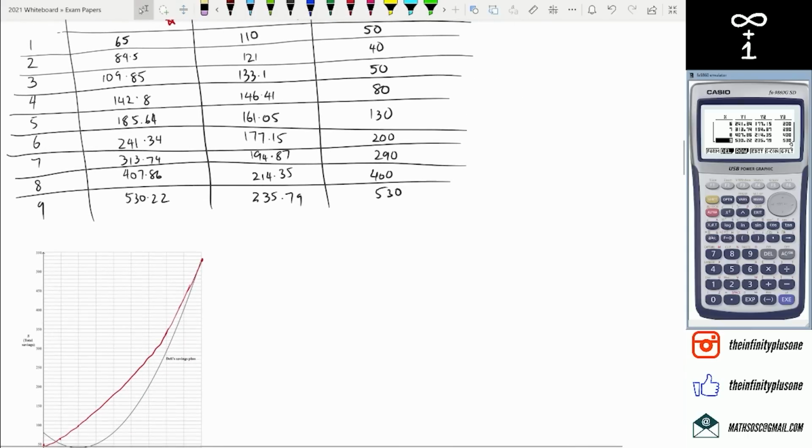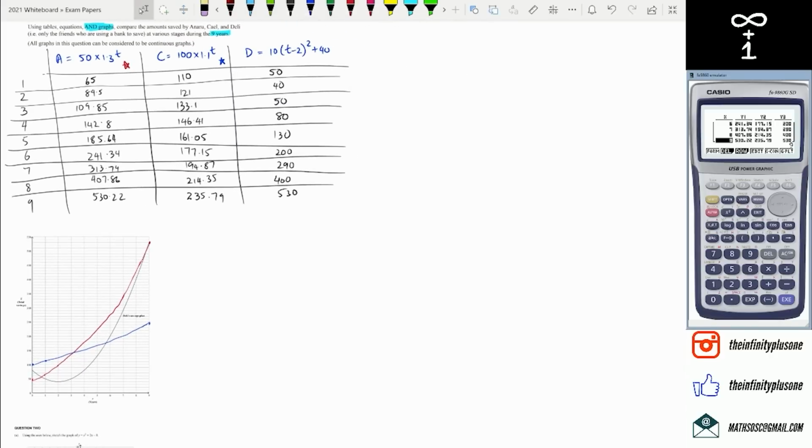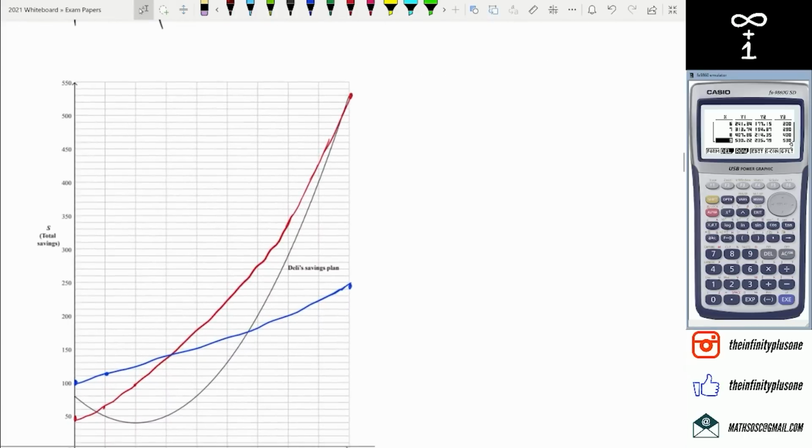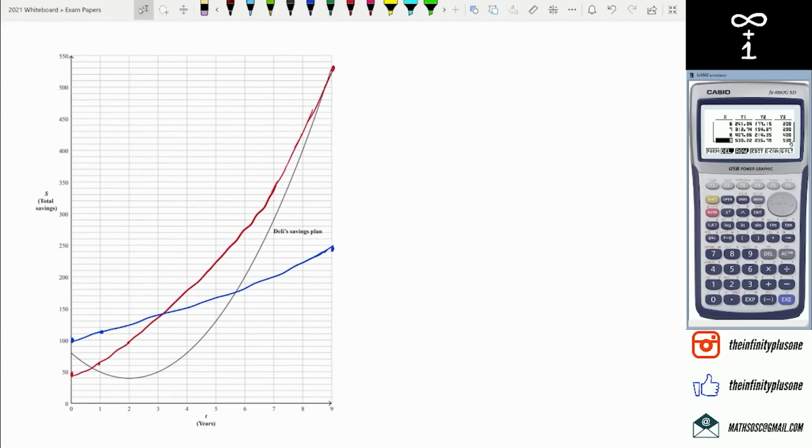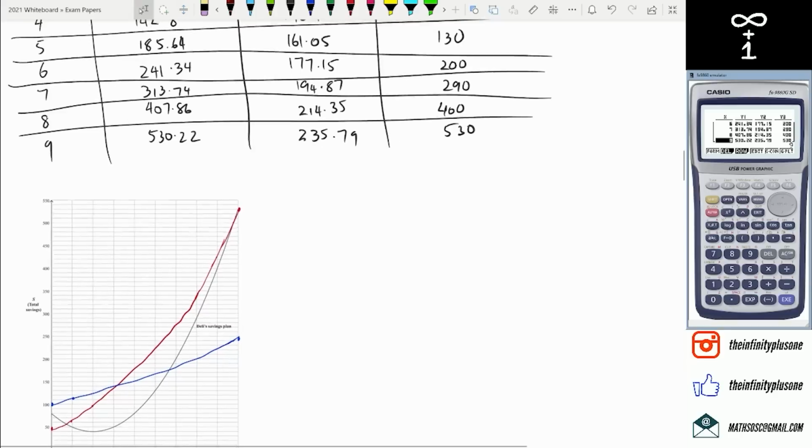Then Kale is starting at 110. No, he starts at 100 first. Then he goes to 110, up to 235. It was somewhere here. It's just a terrible graph, but you guys get the idea, right? So what you need to do is plot those points and then join them up into one smooth curve.